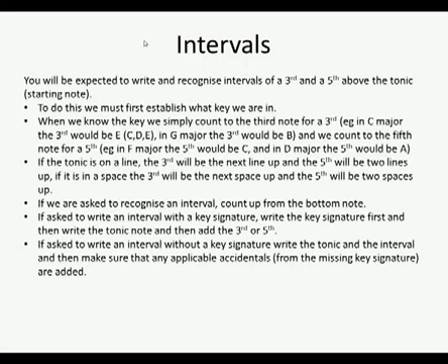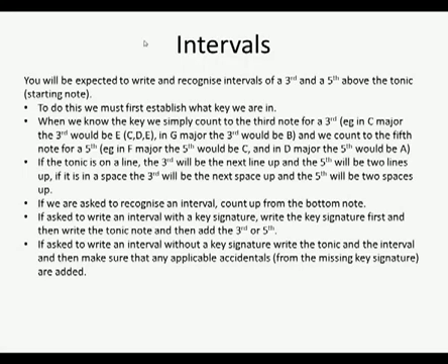If asked to write an interval with a key signature, first write the key signature, and then write the tonic note, and then just add whichever interval you've been asked to write, the third or the fifth. If asked to write an interval without a key signature, write the tonic, and then the interval, and then remember to make sure that you put any accidentals that are necessary.